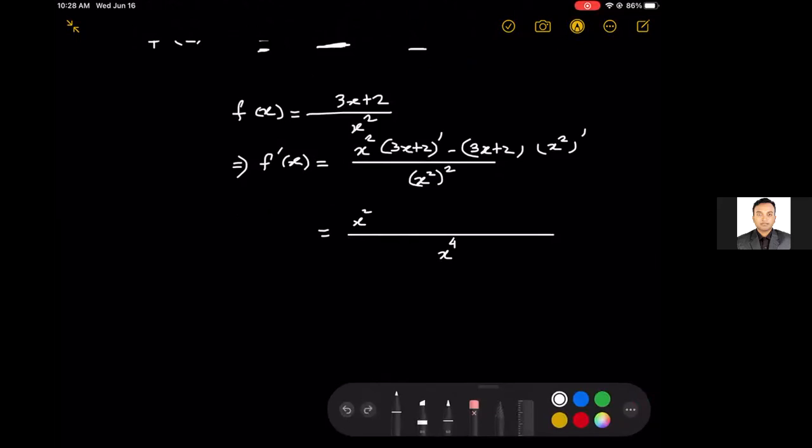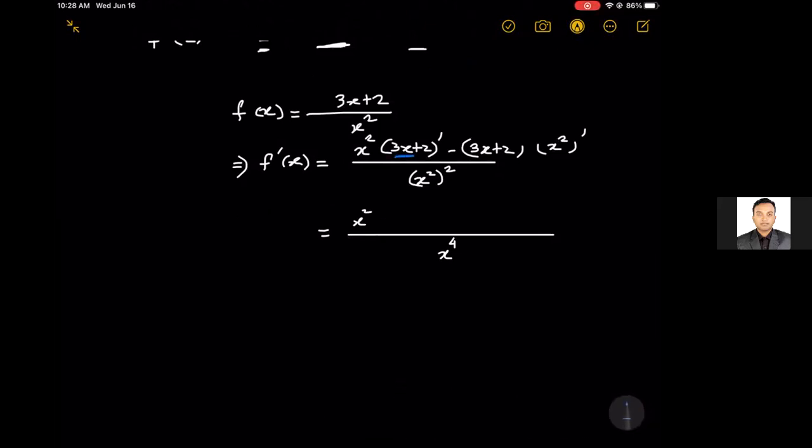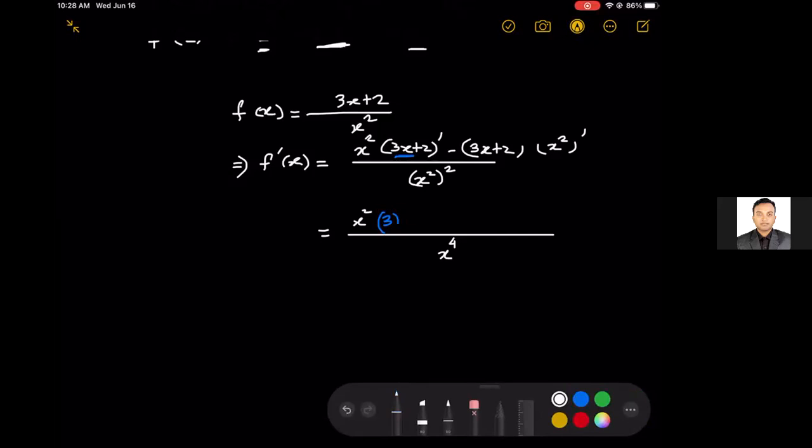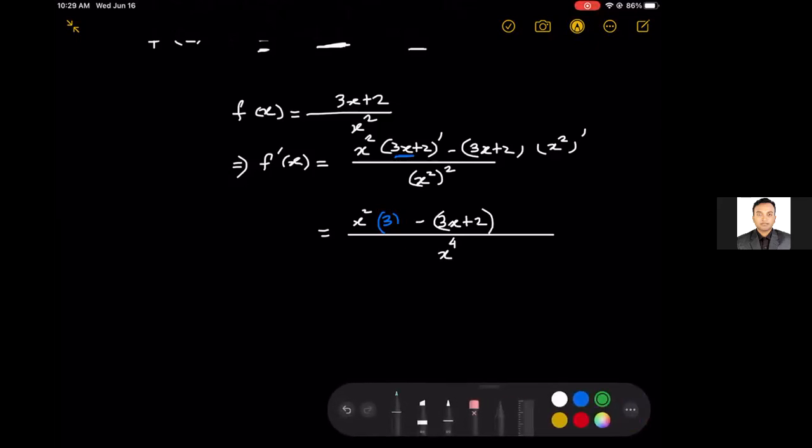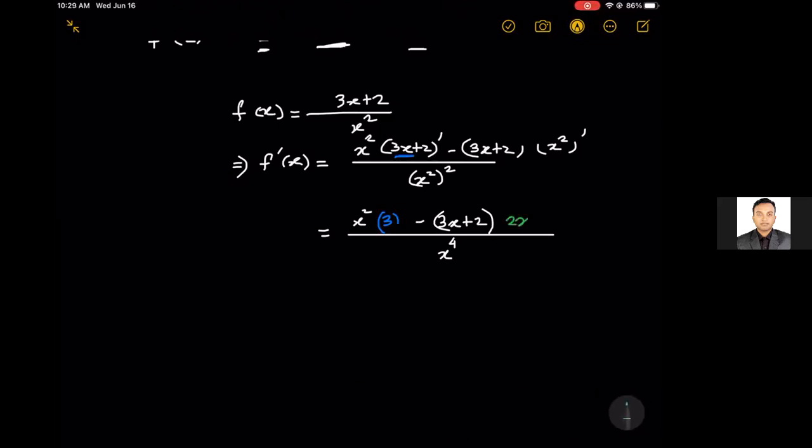3. 3, very good. Because you can use the constant function rule for this 3x. So it will be 3 times 1, and 2 is a constant. So the derivative of that would be 0. Okay. And for the next part, 3x plus 2, and the derivative of x squared, I think we have already solved it about 100 times. It's 2x using the power, right?